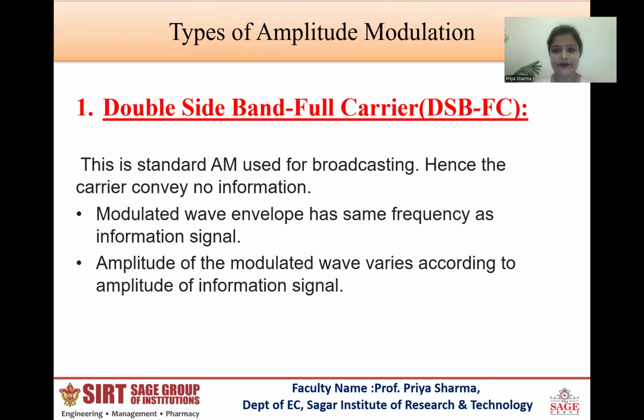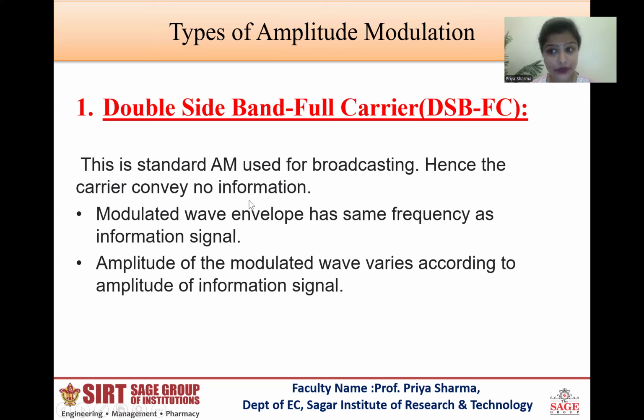Now, based on this frequency spectrum, amplitude modulation is further divided into four types. First is double sideband full carrier, which is simple AM. This is the standard AM used for broadcasting. Hence, the carrier conveys no information.